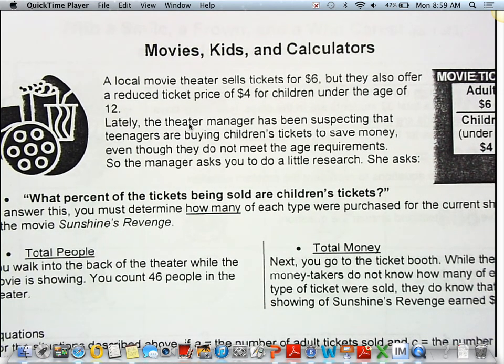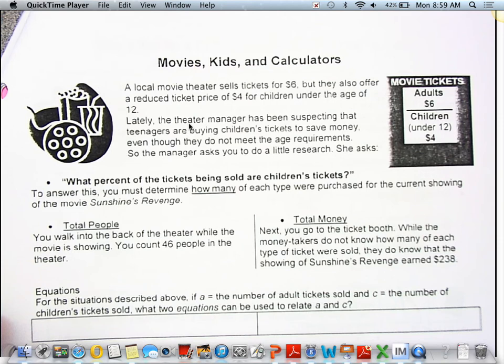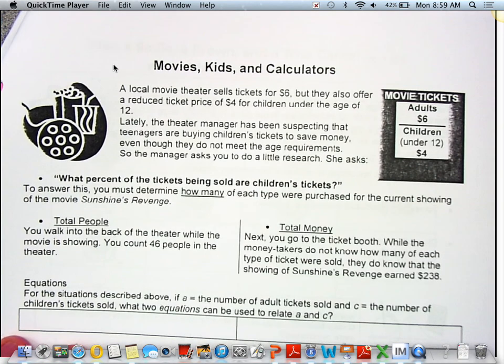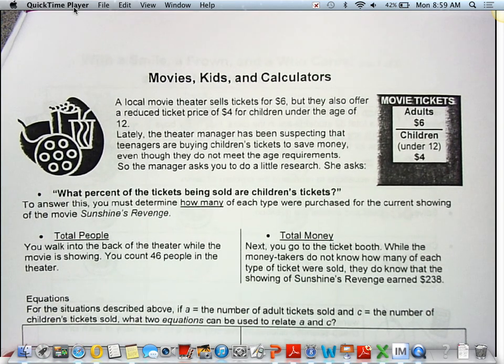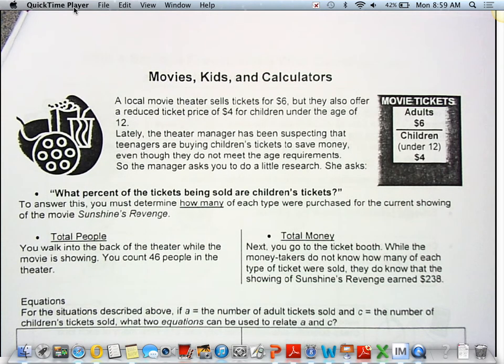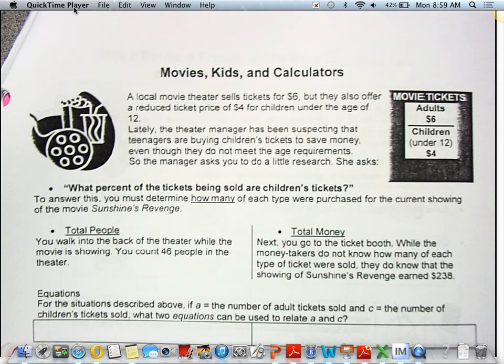Everybody got movies, kids, and calculators out? Anybody work at the movie theater in here? No? I usually have one in every class that works there. My sister does. Does she? Emma does.